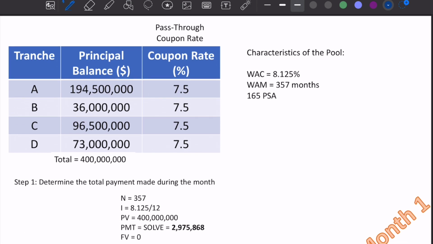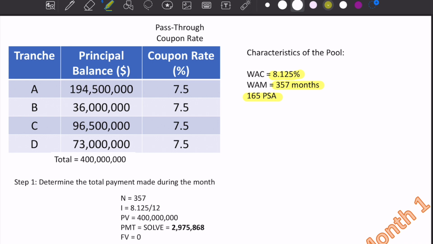So suppose we had this CMO. We had 4 different tranches, and we're supposing the weighted average coupon is 8.125%, right? So that's the rate that homeowners are paying. The weighted average maturity is 357 months. We have 165 PSA as our prepayment assumption.